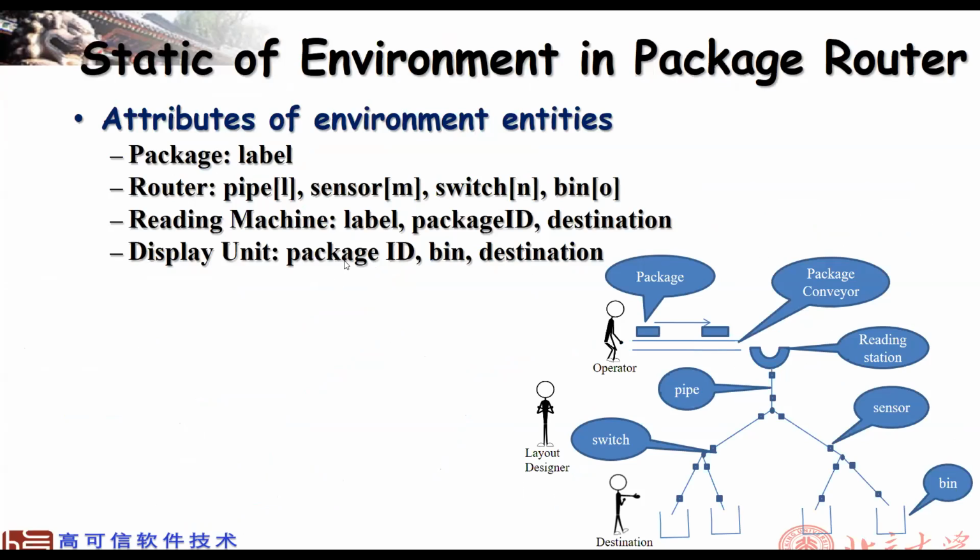And for each kind of environment entity, we add the attributes of environment entities. For the package, we think it has a label. For the router, it has every pipe, the sensor, the switch, the bin, the hole, and the reading machine. It can read the label, the package ID, the destination. And for the display unit, it can display the package ID, the bin, the destination.